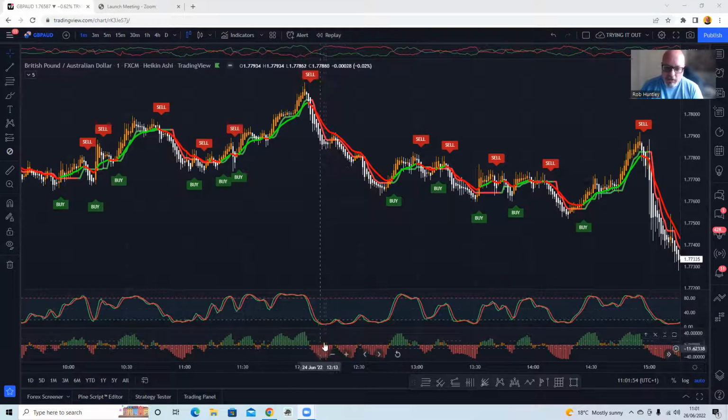Plus also I've got the QQE threshold down here, which is an additional indicator. So we're selling when this is red and we're buying when this is green, basically. But you may see moving averages and stuff like that, and these buy and sell alerts. In fact, if I just turn that off for a second.